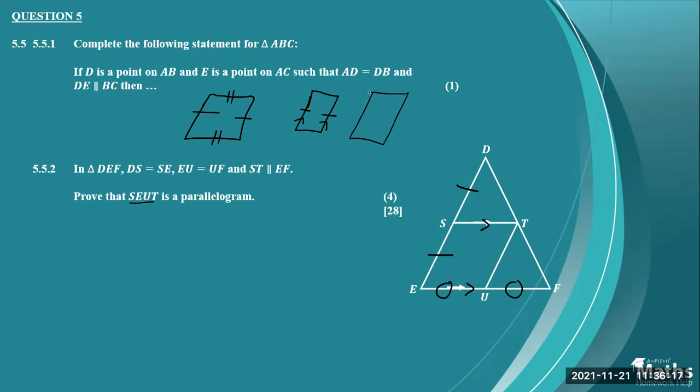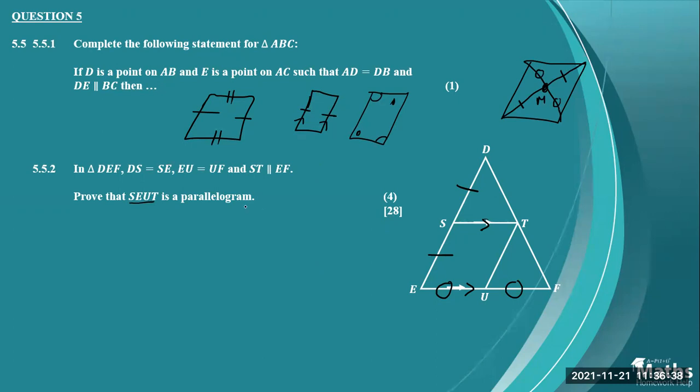If I can prove opposite angles are equal, then I know it's a parallelogram. And lastly, if I can prove this is the midpoint, meaning those two diagonal pieces are equal and those two are equal, then I know it's a parallelogram.